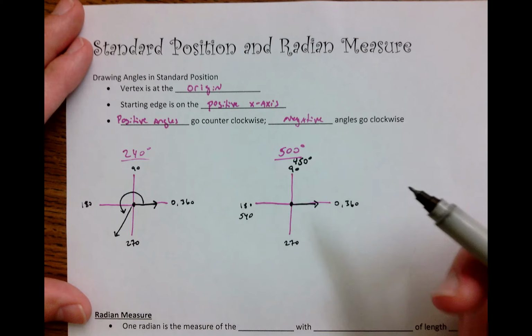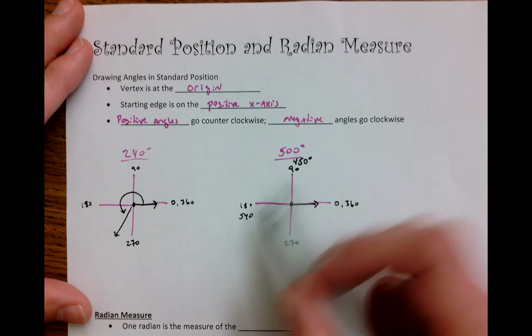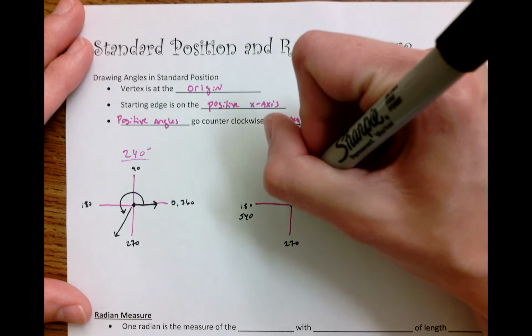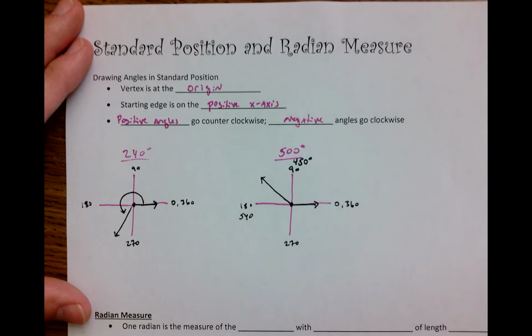Okay, so when I look at this, I'm going to say, all right, 500, well, it's 50 away from here and 40 away from here. So that's going to be almost the middle, but slightly towards 540. Again, it doesn't have to be perfect, it's just kind of close.